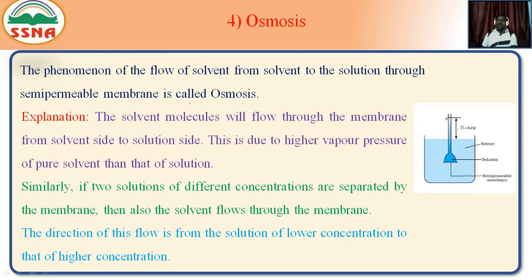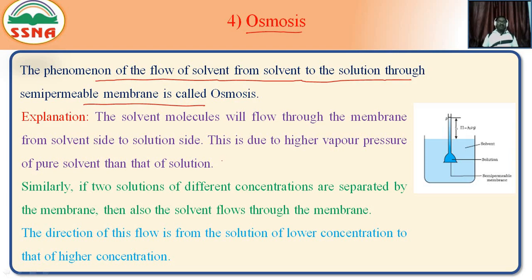Next, colligative properties: osmotic pressure. Before that, we'll discuss what osmosis is. Osmosis is a phenomenon of the flow of solvent from solvent to the solution through a semi-permeable membrane. The phenomenon of the flow of solvent from solvent to the solution through a semi-permeable membrane is called osmosis. One more definition is there. The phenomenon of the flow of solvent from lower concentration to higher concentration, that is called osmosis.